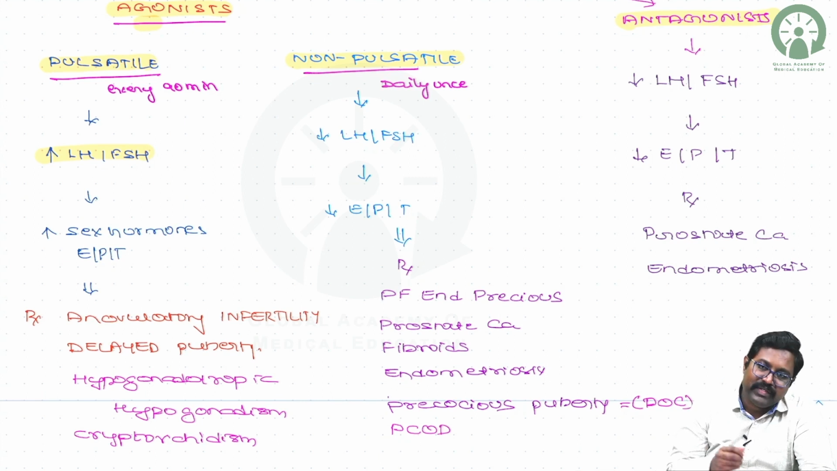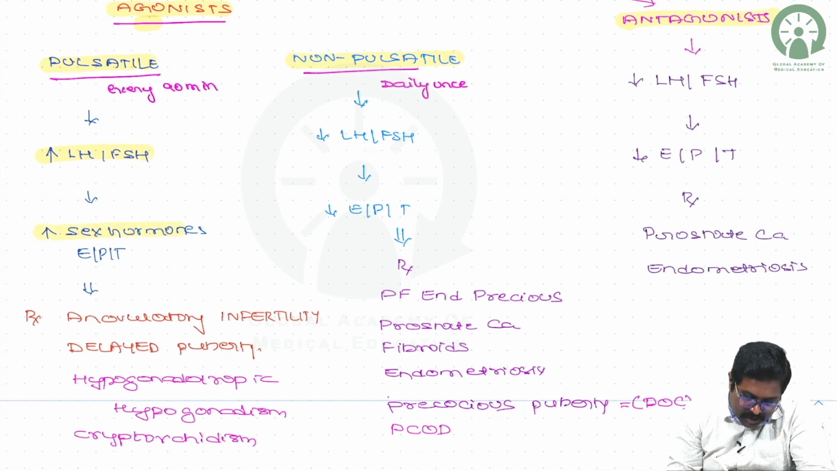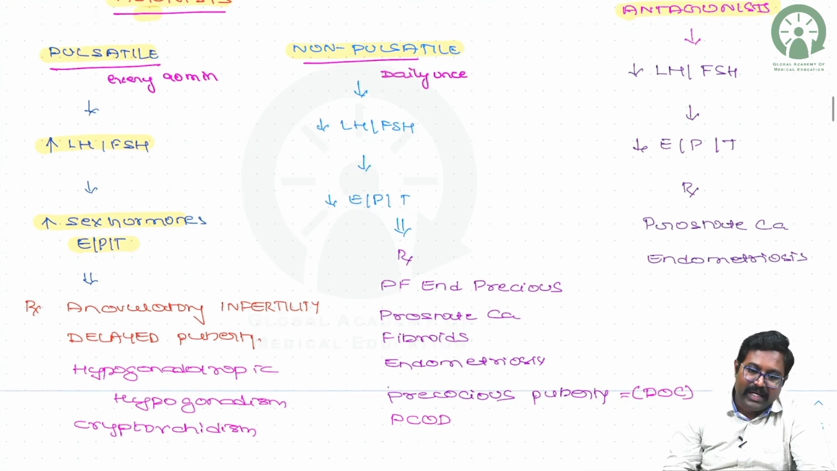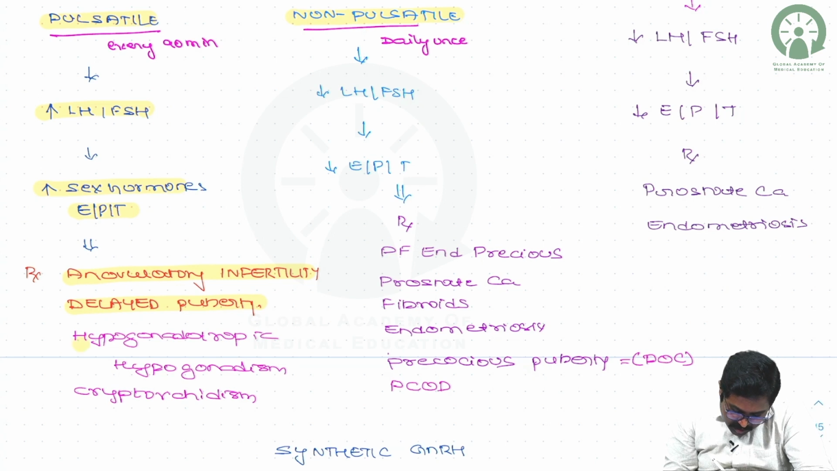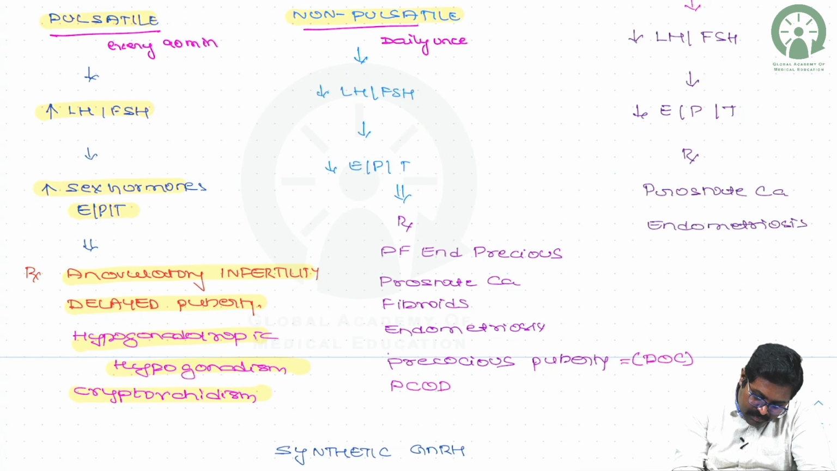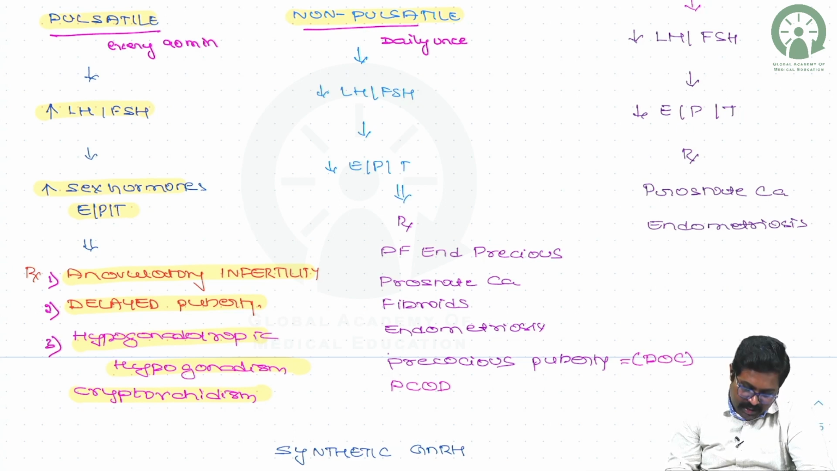So where can this activity be utilized? In infertility conditions like anovulatory infertility, if there is a delayed puberty, also in case of hypogonadotropic hypogonadism, and also in cryptorchidism. So there are 4 uses. One is the anovulatory infertility, second is the delayed puberty, third is the hypogonadotropic hypogonadism, and the fourth use is the cryptorchidism. So these are the uses when GnRH agonist is used in the pulsatile manner.